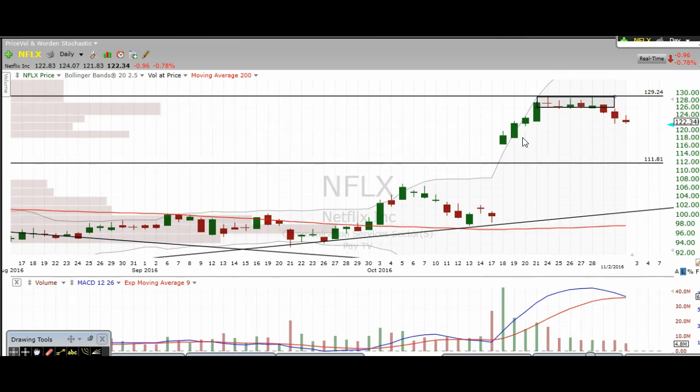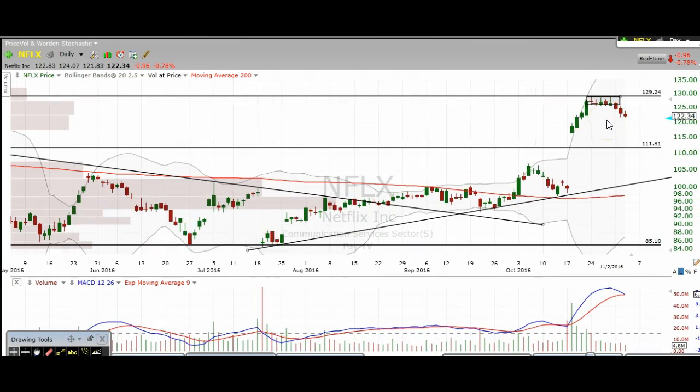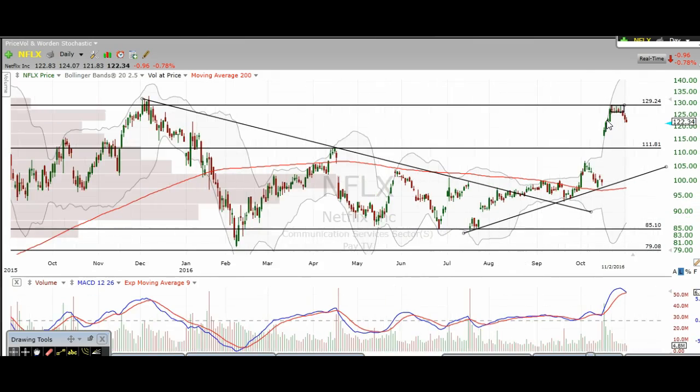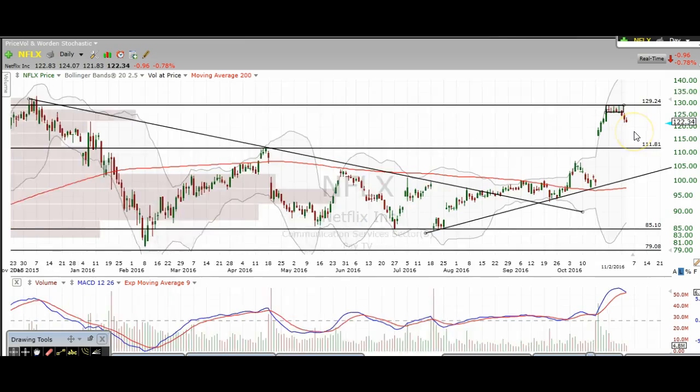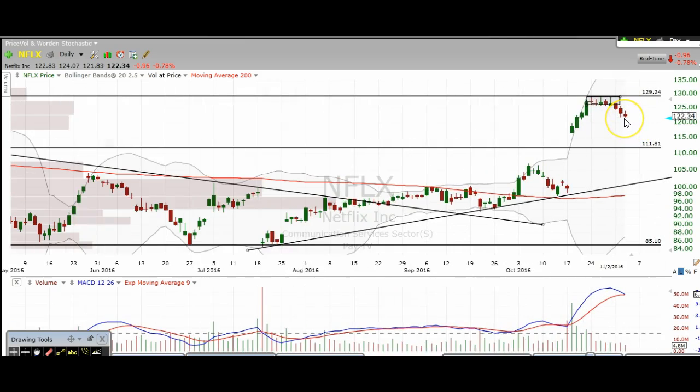In Netflix, you can see we have been heading lower since we broke this little range. I really liked it for a short ever since it hit this resistance level up here. And if you've been following along in the videos, you would know that. So we are heading lower, so congrats if you've been taking that trade on Netflix.